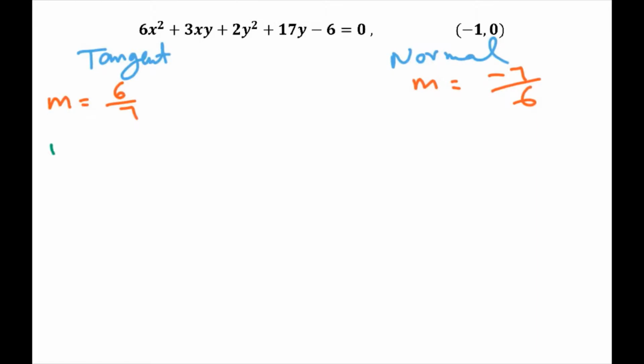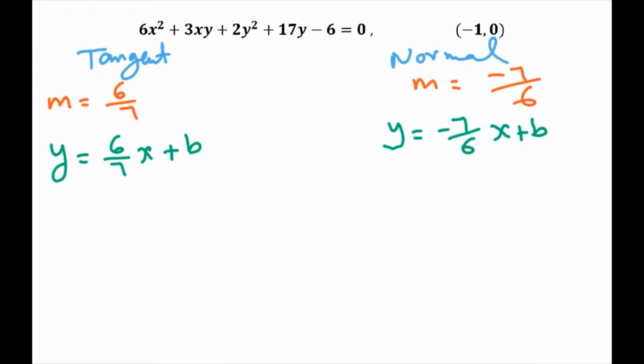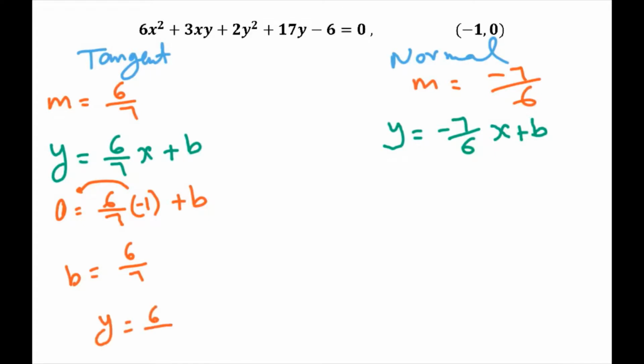Now I need the equation y equal mx plus b. I can substitute y and x by 0 and -1. So it's going to be 0 equal 6/7 times -1 plus b. So b will be equal to 6/7, as I move this over. So y will be equal to 6/7 x plus 6/7. So that's the equation of the tangent.